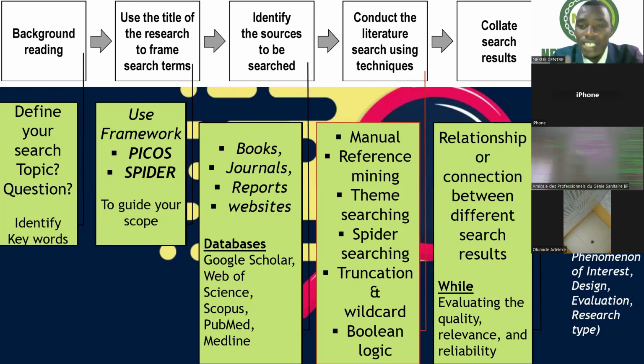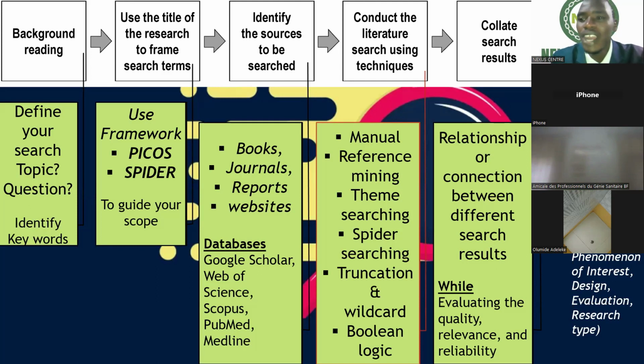Why it is marked red is because our concentration for this session is going to be much more on conducting the literature search using the techniques, and that is the reason the majority of you are here. What techniques can I use to actually get relevant literature? After collecting the literature, you need to do what we call sieving, where you collate which articles you need and which ones you don't, because not all the articles you get from the literature search are needed. Some of them may be older, more than 10 or 15 years, and you may not need to use them because they're not up to date.